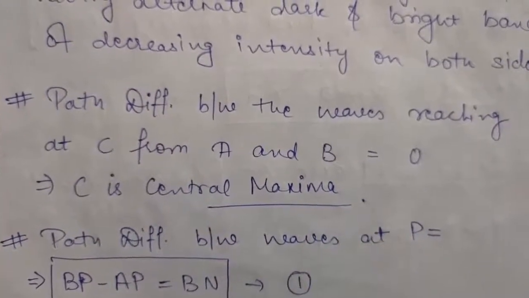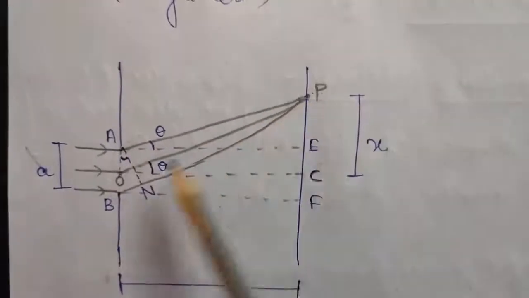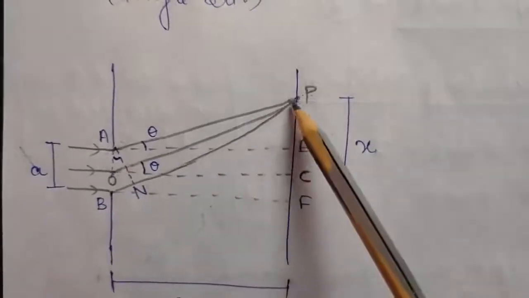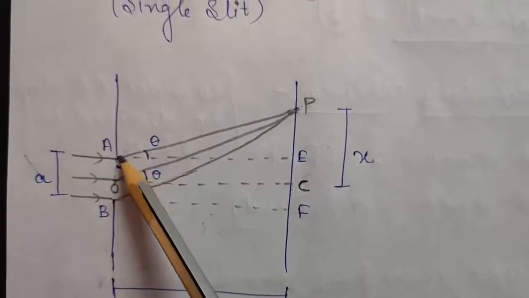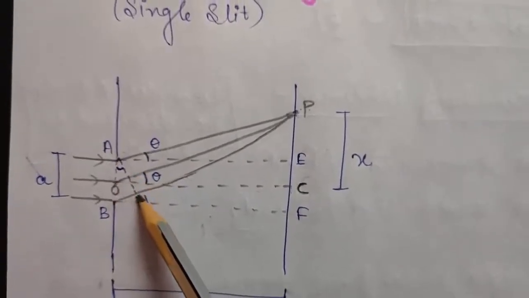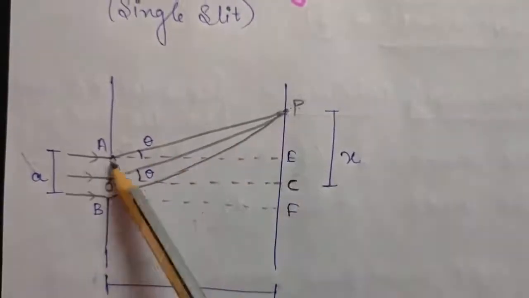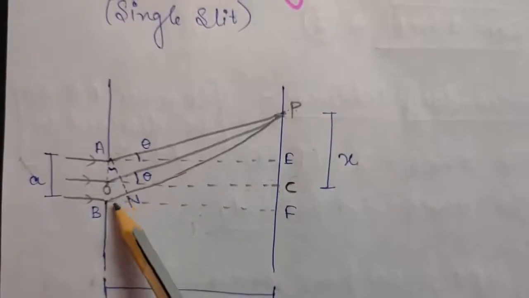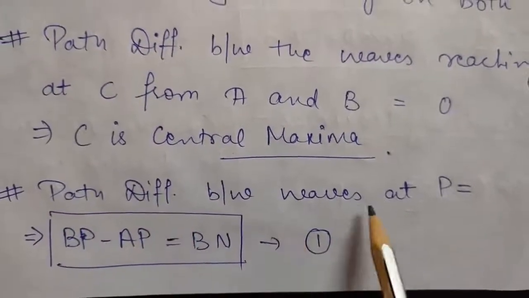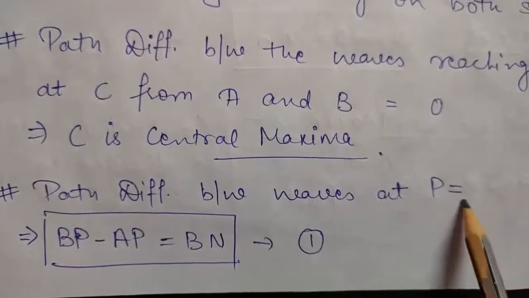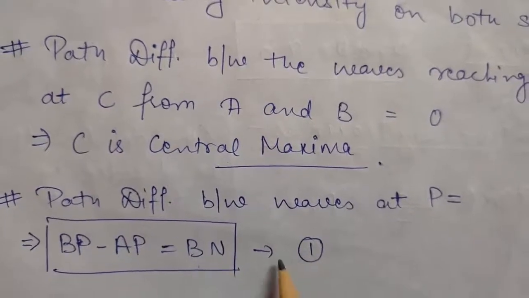Now let us talk about point P. As you can see, these light waves reach from A and B with some path difference between them. If you draw a perpendicular from A onto BP, this will be the path difference. That is, the path difference between the two light waves from A and B at P will be BP minus AP, which is equal to BN. Mark it, first equation.